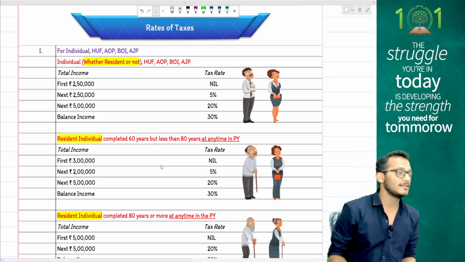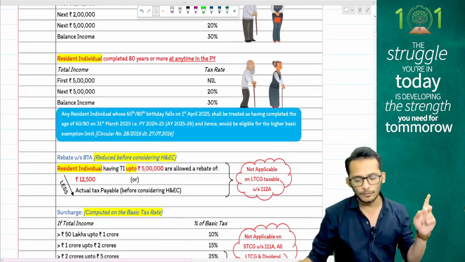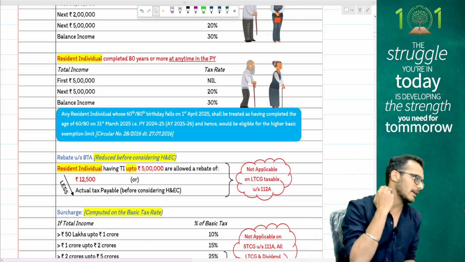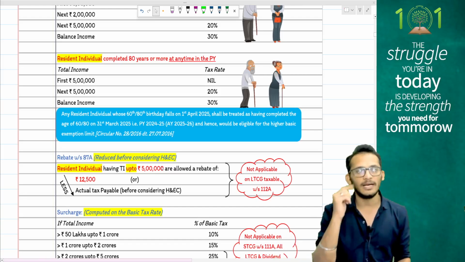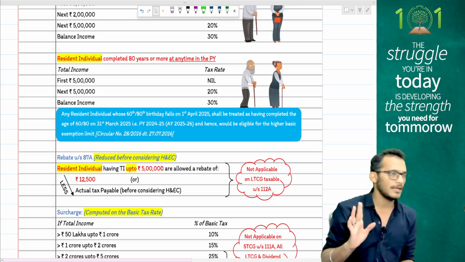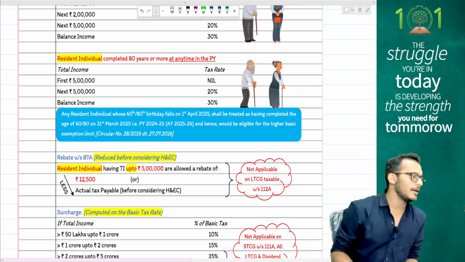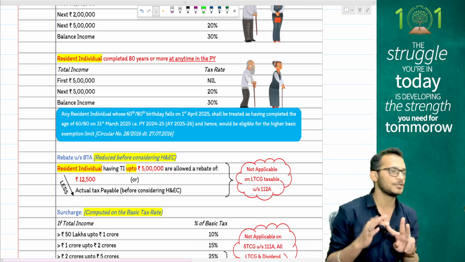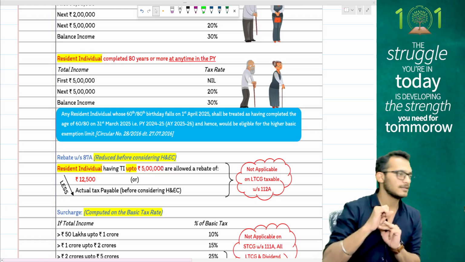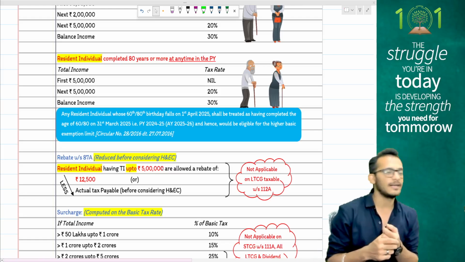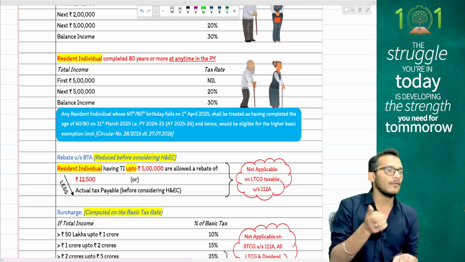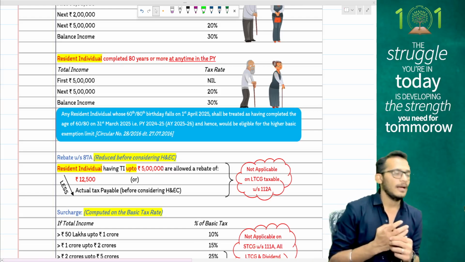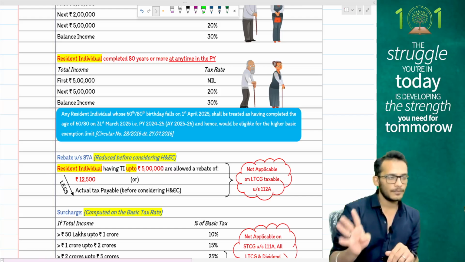If you are a resident person aged more than 80 years, then it becomes 0 to 5 lakhs 0, 5 lakhs to 10 lakhs 20%. After that it becomes 30%. If you are under alternate tax regime, people, you can categorize yourself into 3 buckets. One is rich, poor, middle class. What we discussed right now will be your middle class answers, on which you will add health and education cess at the rate of 4%.